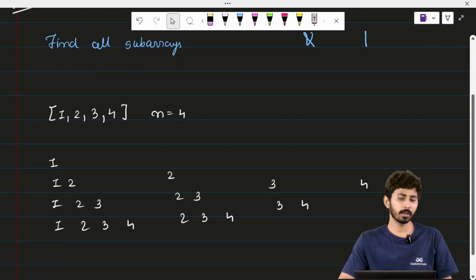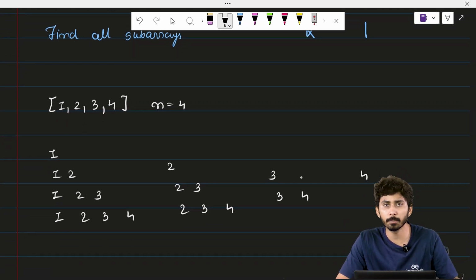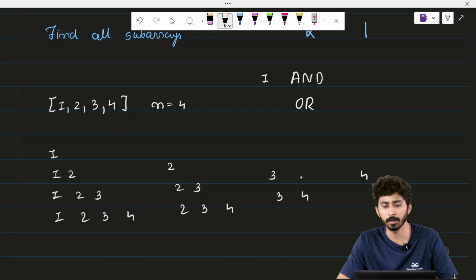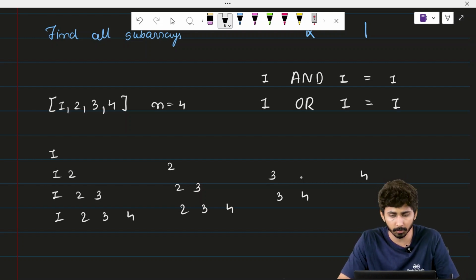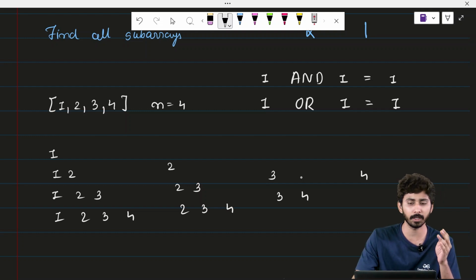There is a thing to note. What is the truth table of AND logic? Basically the bitwise AND and bitwise OR. It says that if you have one set bit and you do AND with another set bit, you will get the output 1. And if you have 1 over here and the other bit is also 1, you will get the output as 1. This is an observation inside the truth table of bitwise AND and OR.